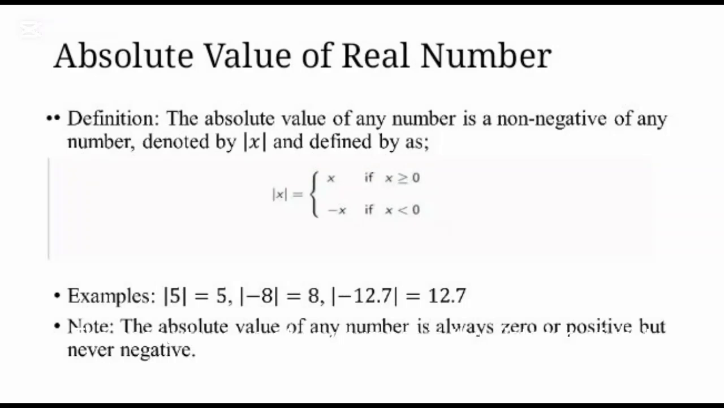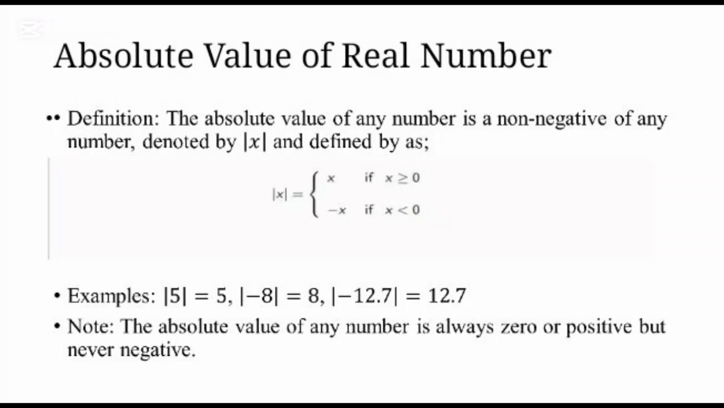The absolute value of any number is the distance of that number from zero on the number line. It is always non-negative, meaning it is either zero or a positive number. It is written as a number inside vertical bars. For example, the absolute value of x is written as |x|.